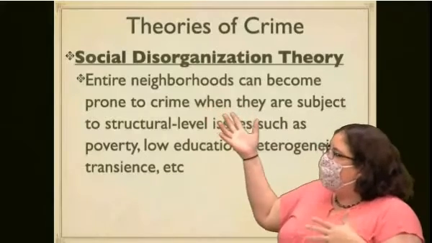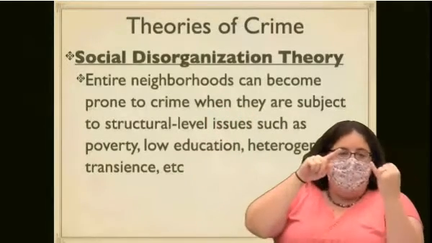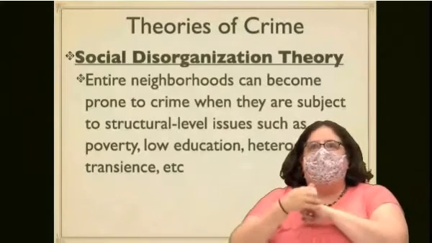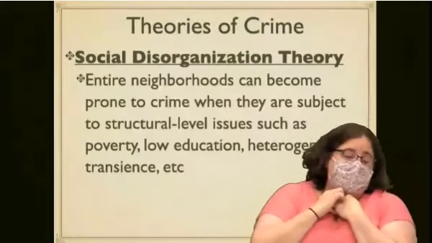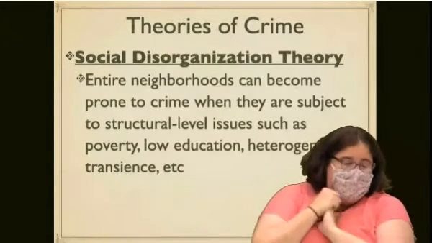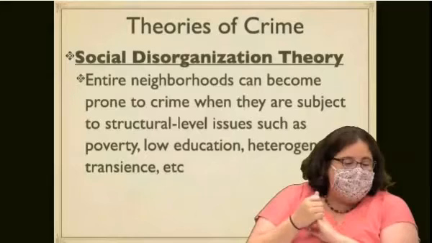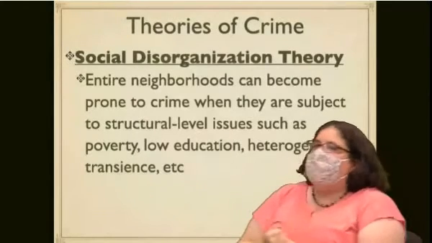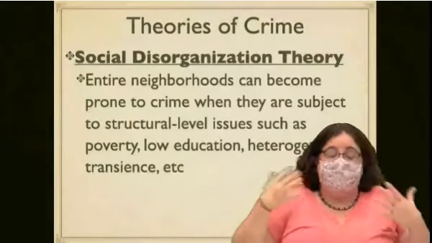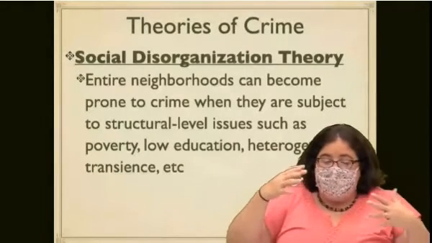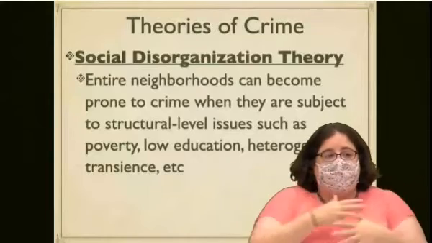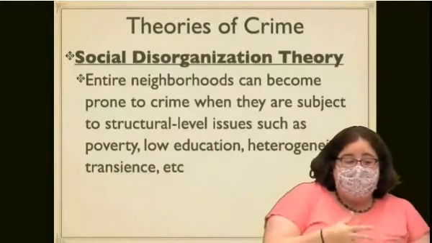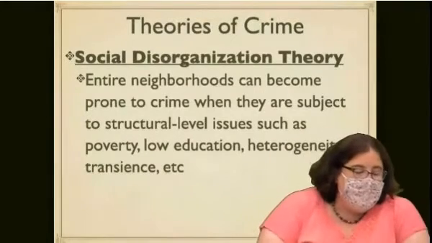So most of the neighborhoods that had high crime were poor neighborhoods. Probably not a surprise, right? People who are in poverty have more strain, they have more need, things like that. The neighborhoods had low education. They had heterogeneity, which means a lot of diversity, which means that people didn't interact with each other a lot because they were all very different from one another. So if you have a really close-knit community, it was less likely to have crime.